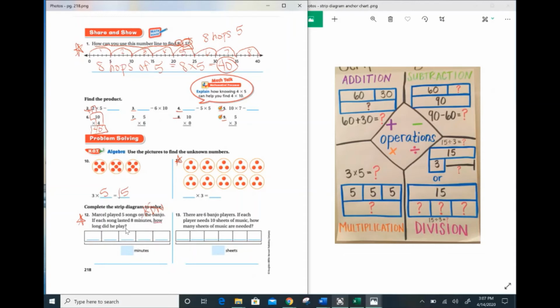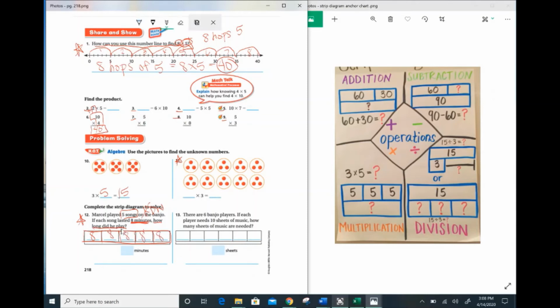So I already read it. I know I'm looking for how long he played. And he played 5 songs. So I know these right here represent his 5 songs, because we have 1 song, 2 songs, 3, 4, and 5. So his 5 songs are already drawn. Now each song lasted 8 minutes. So in each little rectangle, I'm going to write 8 minutes for the minutes that each song lasted.